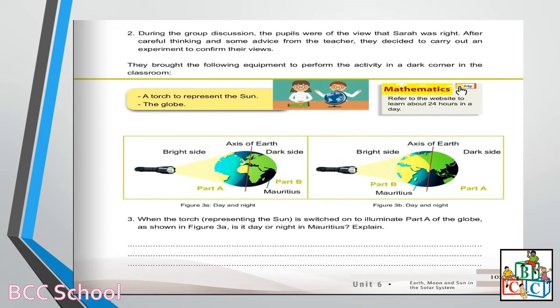Okay, so take a look, figure 3A and 3B. You have a globe, you have a torch. So the torch is lighting, you see the bright side, it is lighting part A. And part B is Mauritius, where it is the dark side. So when the torch representing the sun is switched on to illuminate part A, as you see in figure 3A, is it day or night in Mauritius? Explain. So I think you already know the answer, so you're going to write your answer.